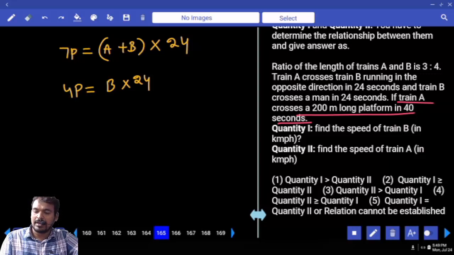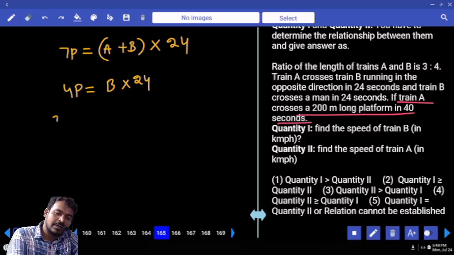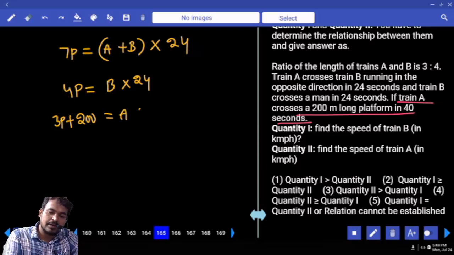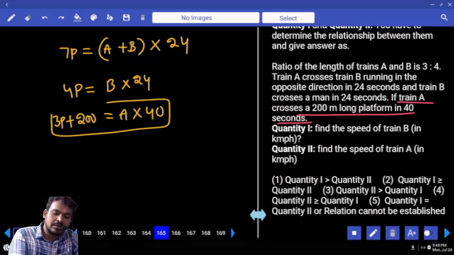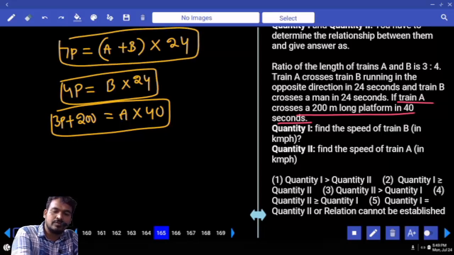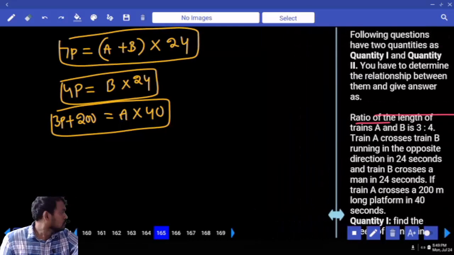When a train passes a platform, what is the total distance? Length of the train plus platform length. What is the train length? 3 parts plus platform length 200 meters, that is equal to speed into time. Train A speed, A into how many seconds? 40 seconds. 3 parts plus 200 is equal to A into 40. Next, 4 parts equal B into 24. And 7 parts equal A plus B into which one? 24.